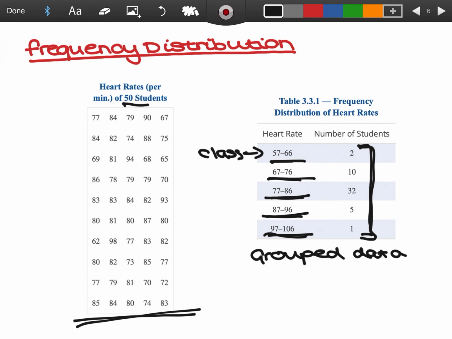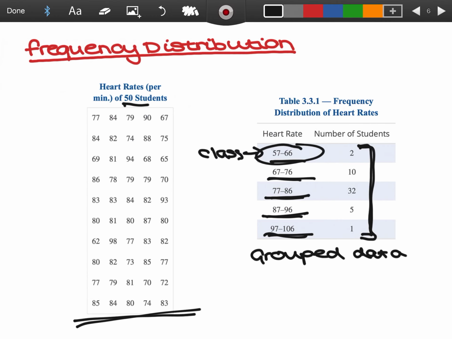So what you need to basically remember is that anything from 56.5 and above would round to 57, okay? And anything below 66.5, okay, actually not including 66.5, but they actually go up to that value, but they say anything below 66.5 would round down to 66. So let's say someone had a heart rate of 66.3. Well, that would actually land in this class because it rounds to 66.